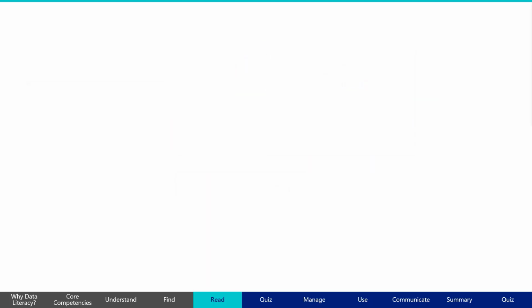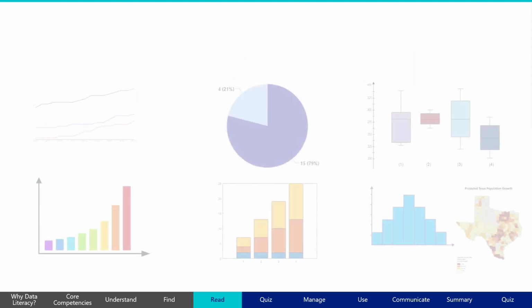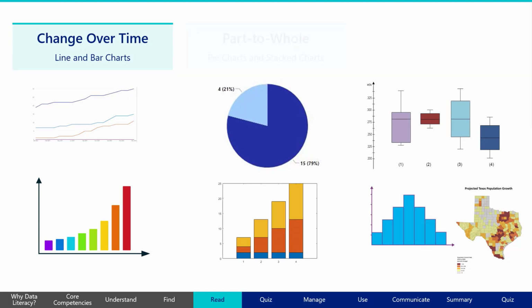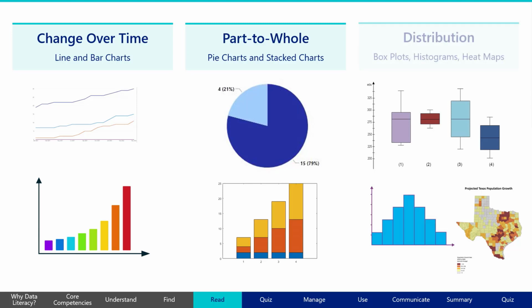What is the best type of visualization to tell your data story? Graphs are not just interchangeable pretty pictures. They are designed to convey different types of information. If you are interested in change over time, line charts or bar charts are appropriate choices. If you are interested in part-to-whole comparisons, you might choose pie charts, bar charts, or stacked charts. If you are interested in a distribution, box plots, histograms, and heat maps are all good choices. Best practices to employ when creating visualizations to avoid misinterpretation of the results will be covered in more detail in a future course in the Texas Data Literacy Program.